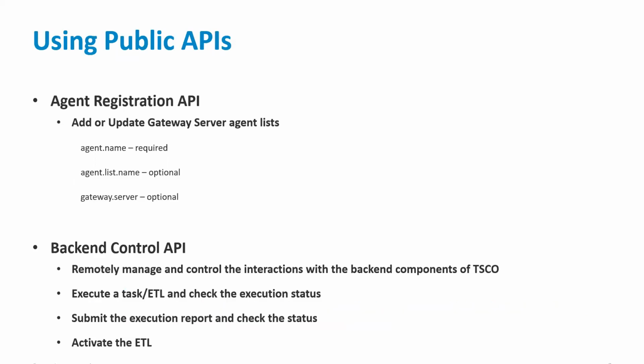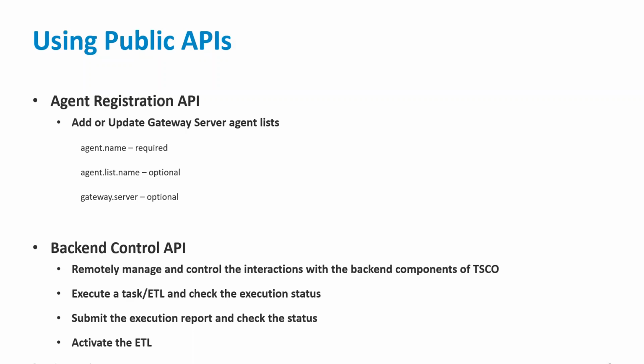Using the Agent Registration API, you can add or update gateway server agent lists. There are three parameters available here: agent name, which is a required parameter; agent list name, which is optional, and if not specified, the API will use the default list. And third is the gateway server, which is also an optional parameter, and if not specified, one of the available gateway servers will be randomly used.